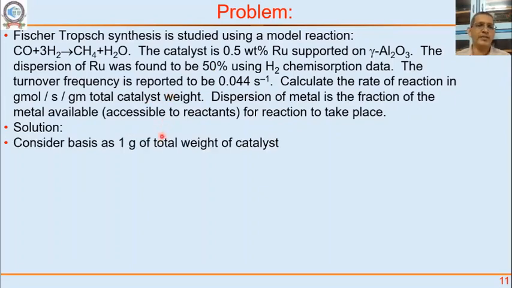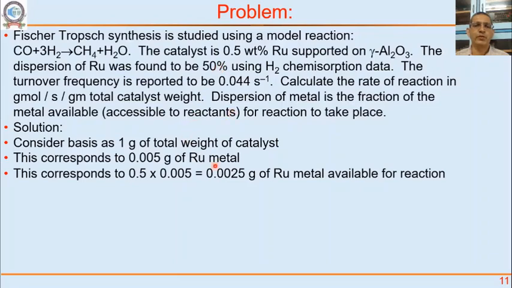Okay, so if I take as basis 1 gram of the total weight of catalyst, right? That's what I want. In this 1 gram, how much ruthenium are we going to have? 0.58% means 0.0058 grams of ruthenium metal. Out of this ruthenium metal, how much is accessible? 50%. So 0.0029 grams of ruthenium metal is available for reaction.